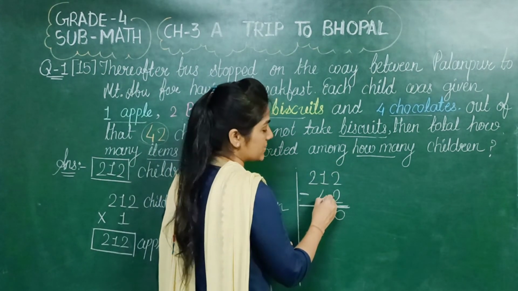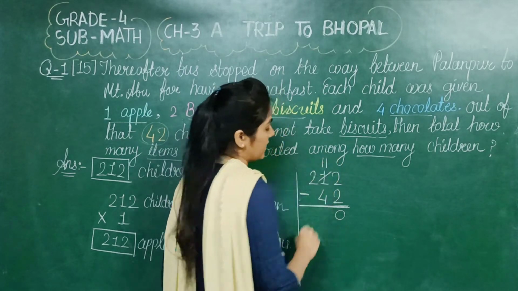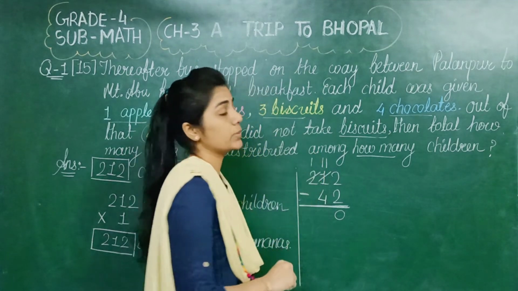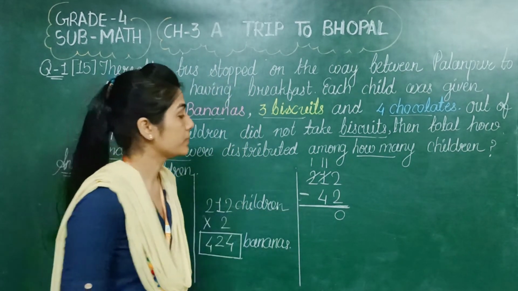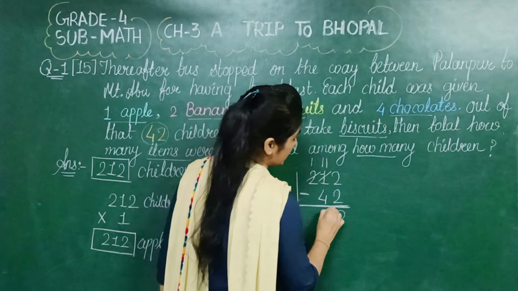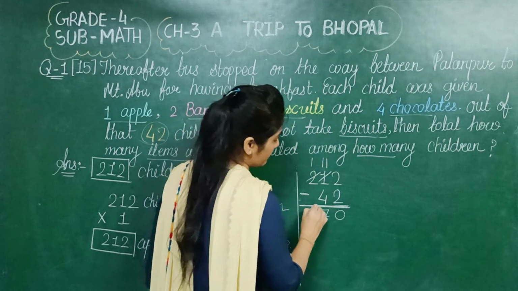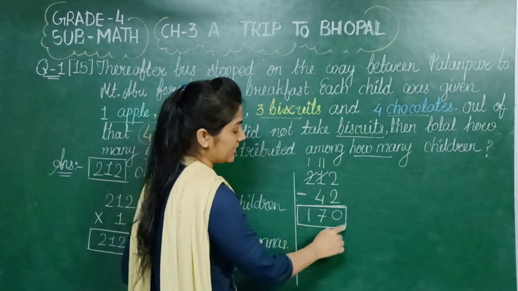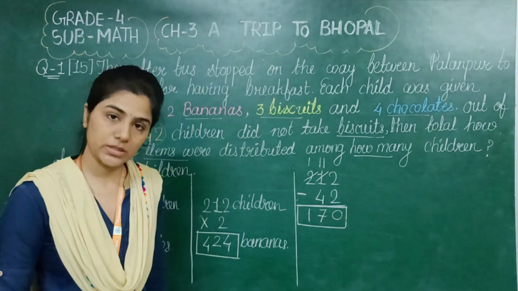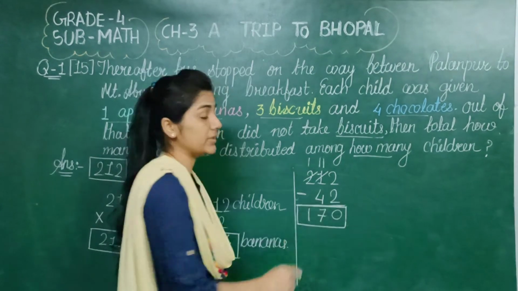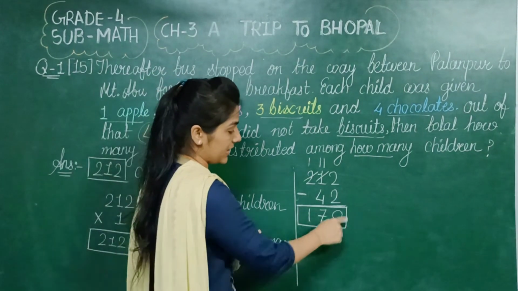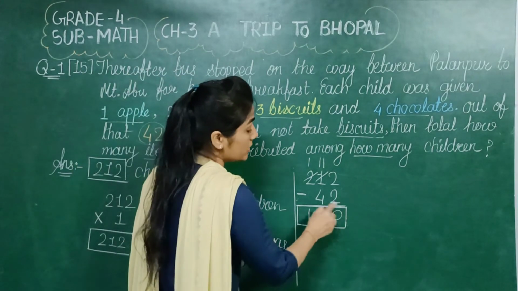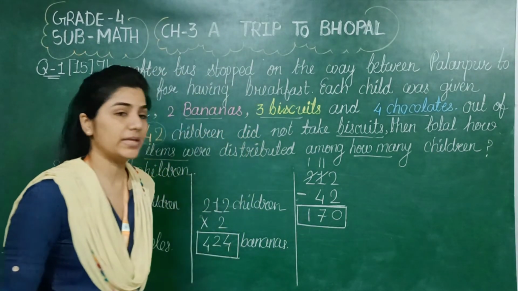2 minus 2, 0. And 1 minus 4 is not possible, so we have to borrow, which makes it 11. Cut this 2 to 1, then 11 minus 4 is 7. And 1 we copy the same. So what is the meaning of this 170? That means 170 children are taking biscuits because 42 children are not taking. This is the number of children who are taking the biscuits. Now 170 students are taking biscuits.